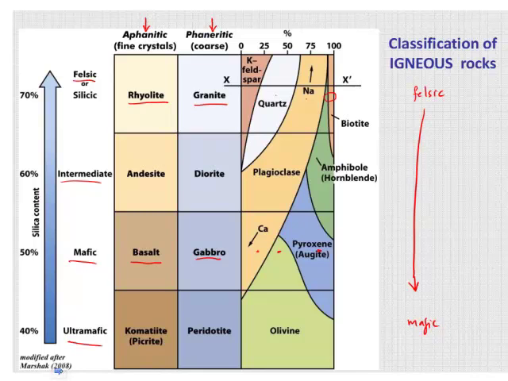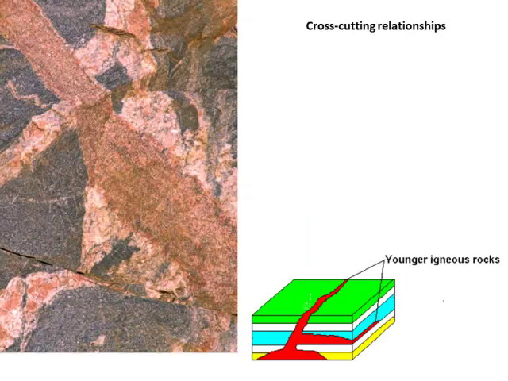One of the other things that you're going to be doing in this lab is to look at cross-cutting relations to establish a relative time of formation of rocks. And you're going to be using map patterns to figure out whether or not rock units are older or younger relative to each other.